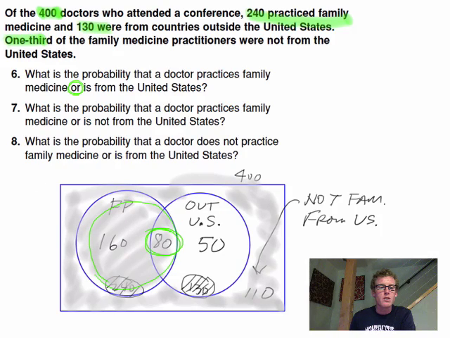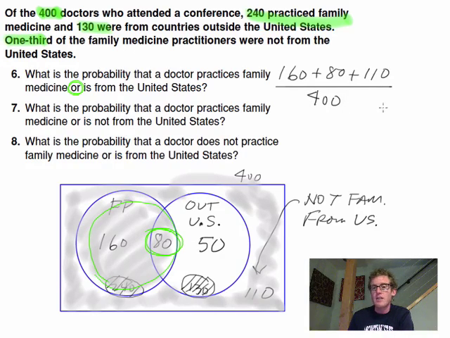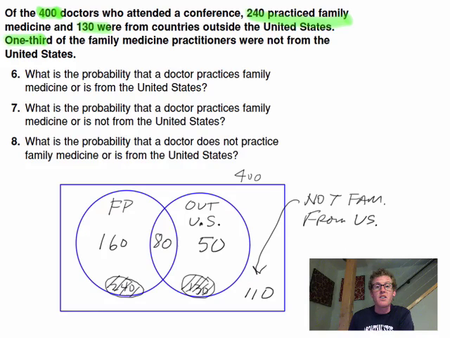So what I'm going to ultimately do here to find my probability is say 160 plus 80 and then also plus 110. And then that whole number divided by the total number of people at the conference, which is 400. When I add these up together, I end up with 350 over 400, and that can boil down to 7/8. There's your first question. Okay, from here, let's talk about the next round.